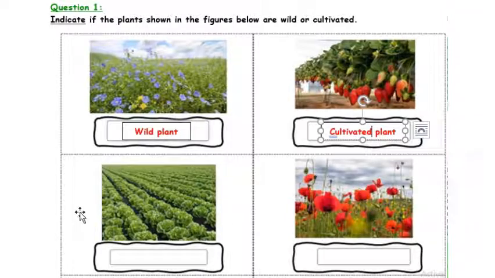Lettuce plants, let's see. We can tell that there's someone caring for these plants, right? The land is so clear, the plants are arranged very well. So these plants are cultivated plants.